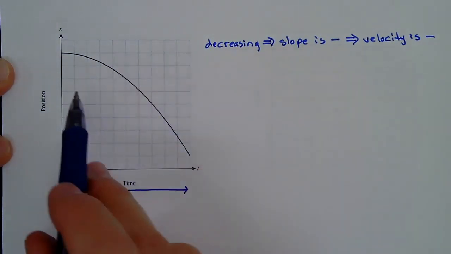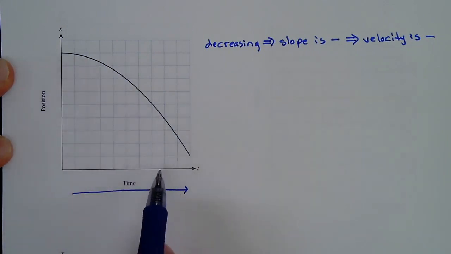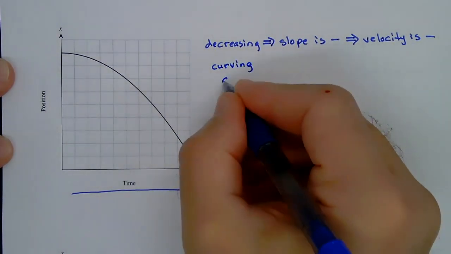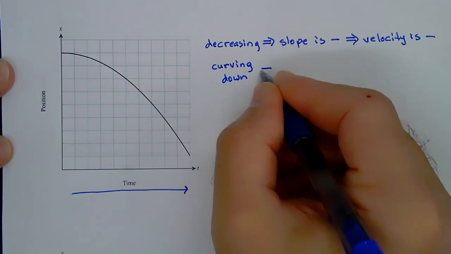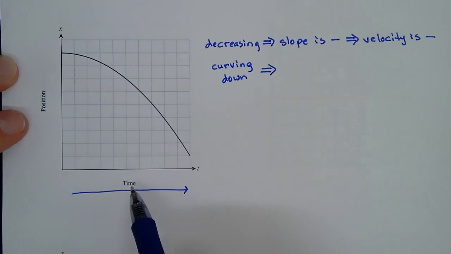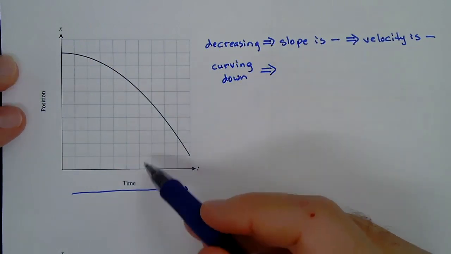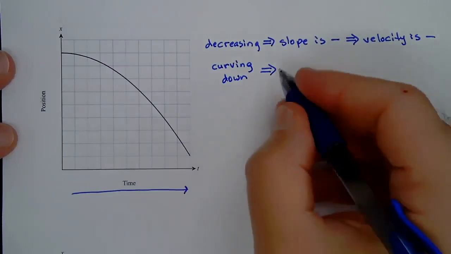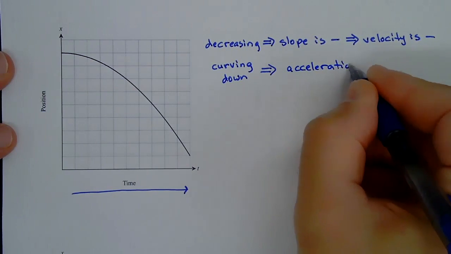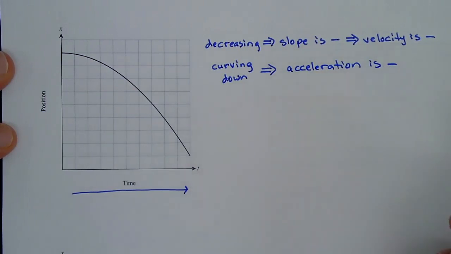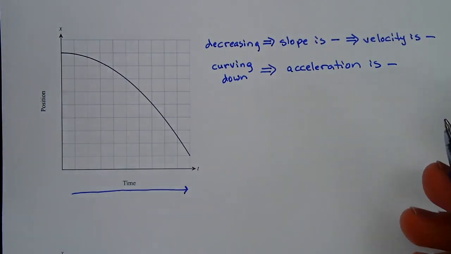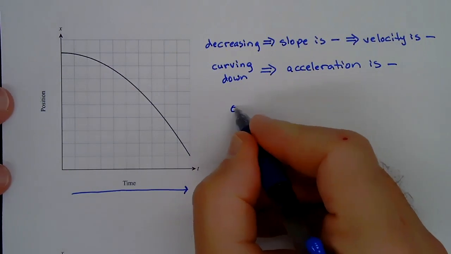All right, now the curvature. Once again, it's curving down, it's bending down. If it's curving down for a position time graph, then the acceleration is negative. Since the velocity is negative and the acceleration is negative, the object is speeding up because of the same sign.